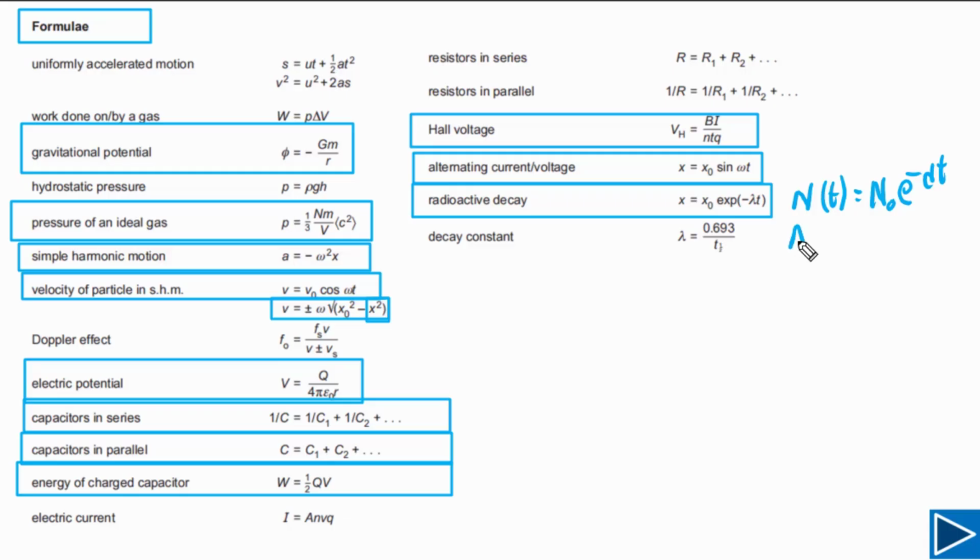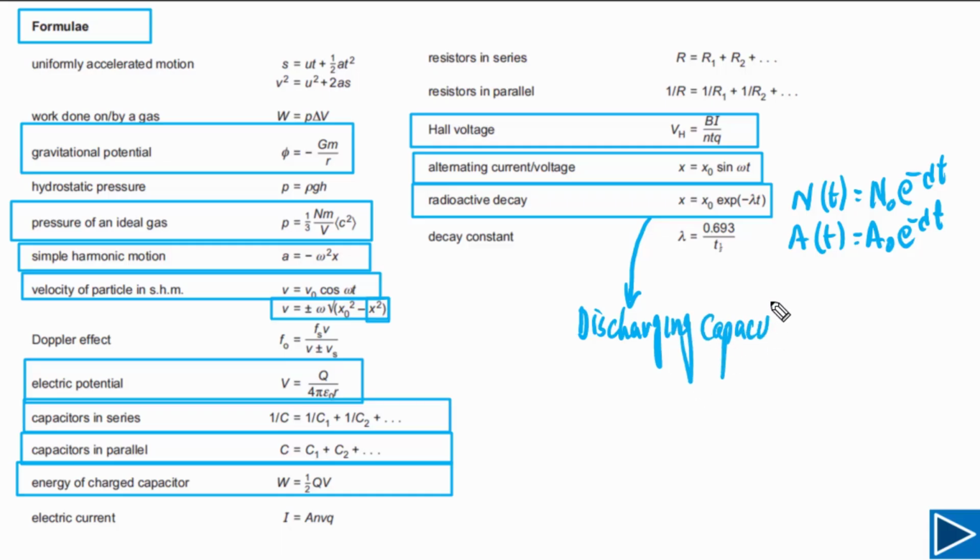x also can be the activity at any given time. If you need to calculate, then this will be equal to A naught e to the power of negative lambda t. Even this one we can also use for a discharging capacitor, meaning when the capacitor discharges. So simply I can write here: discharging capacitor. When a capacitor discharges, we can also use this one for current, for voltage, and also for charge.